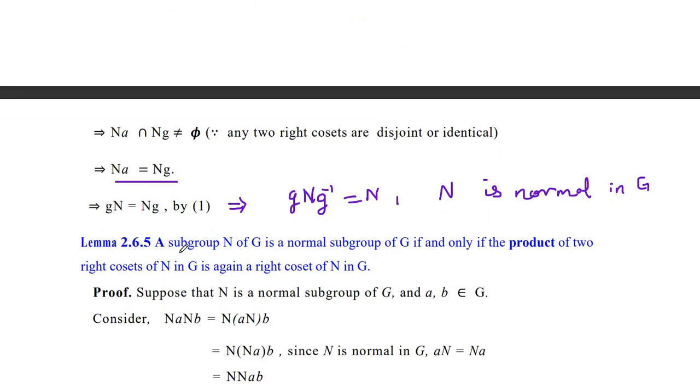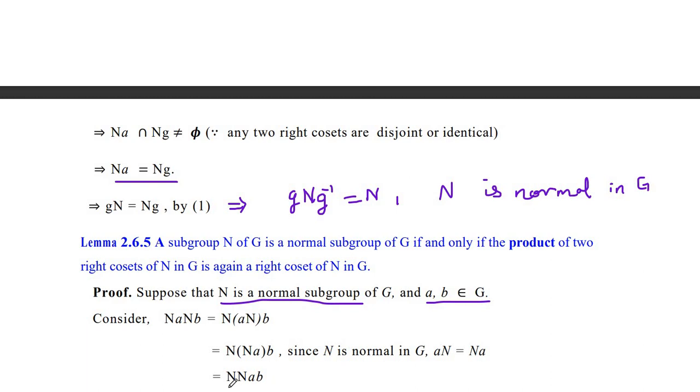Then next lemma: a subgroup N of G is normal in G if and only if the product of two right cosets is again a right coset. Now first we shall assume N to be normal in G. Then we shall take a and b in G. So if we consider Na into Nb, the product of two right cosets, then if we group like this, this left coset will be a right coset by the previous lemma, as N is assumed to be normal in G. So this is what we get.